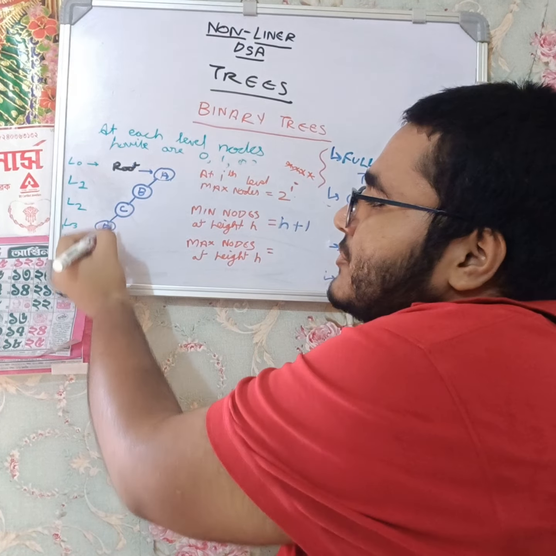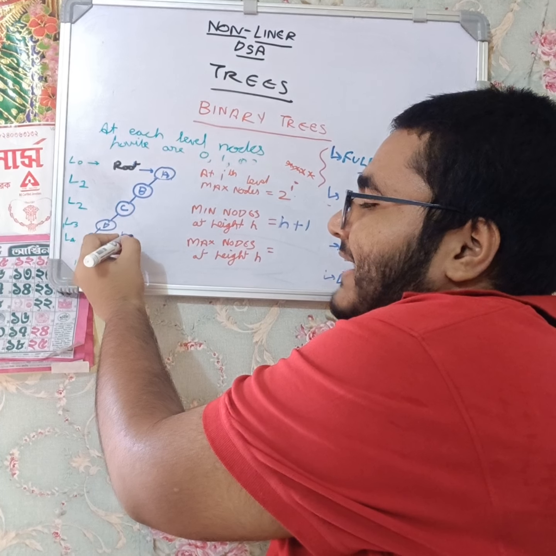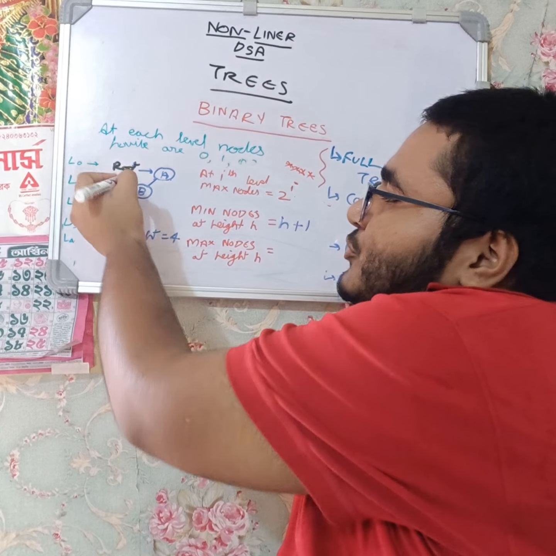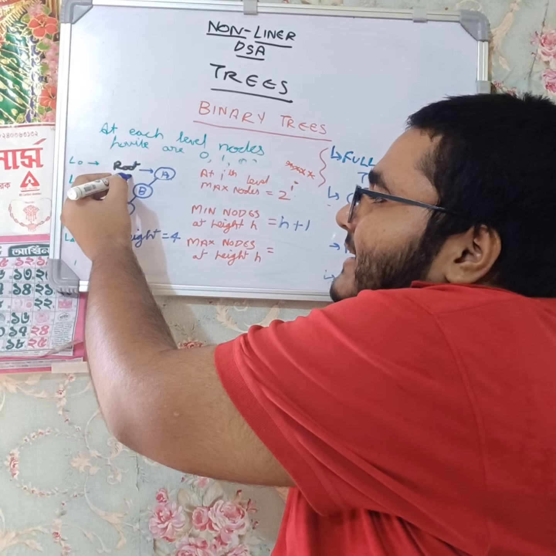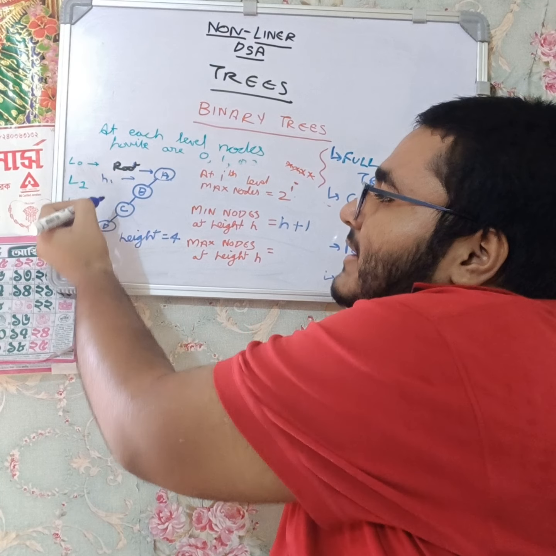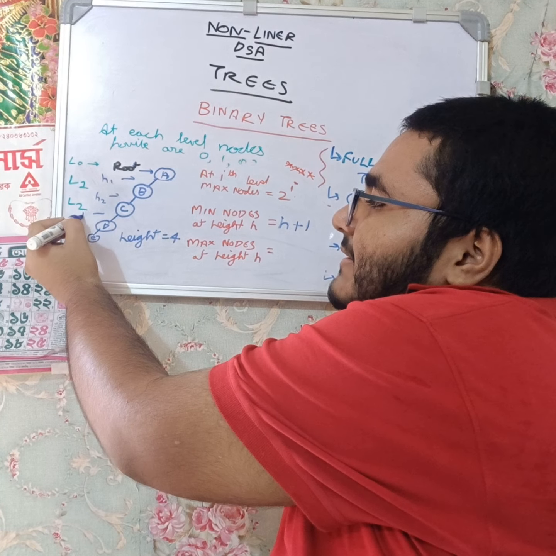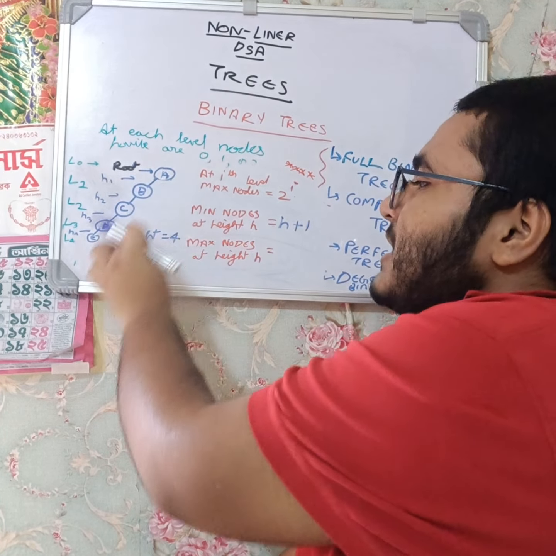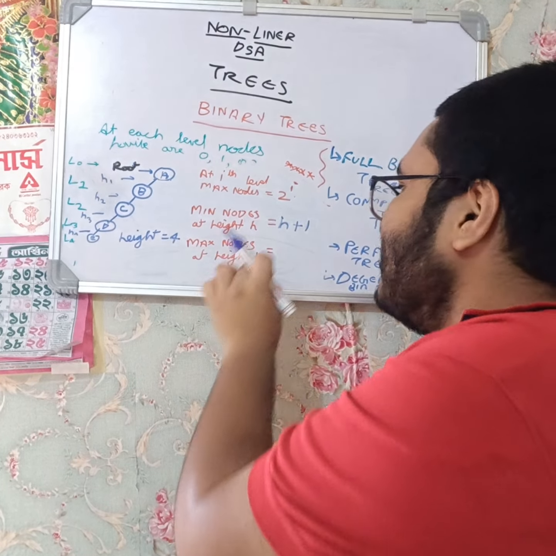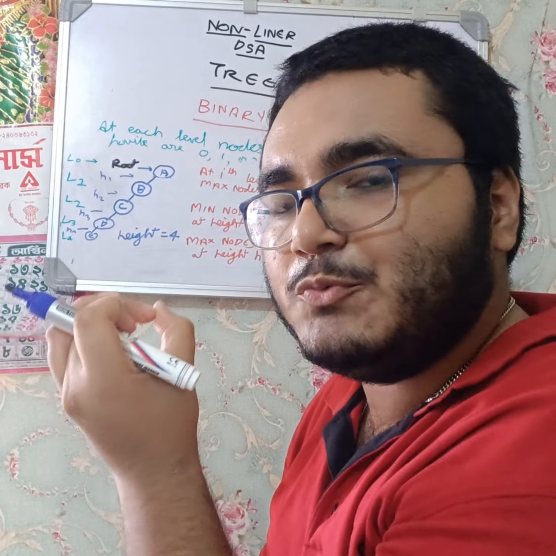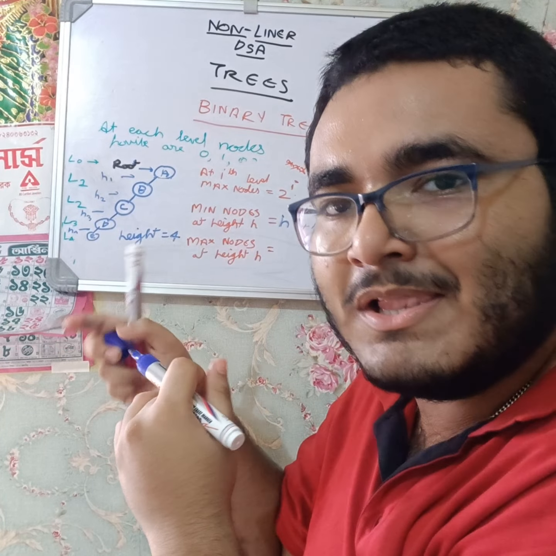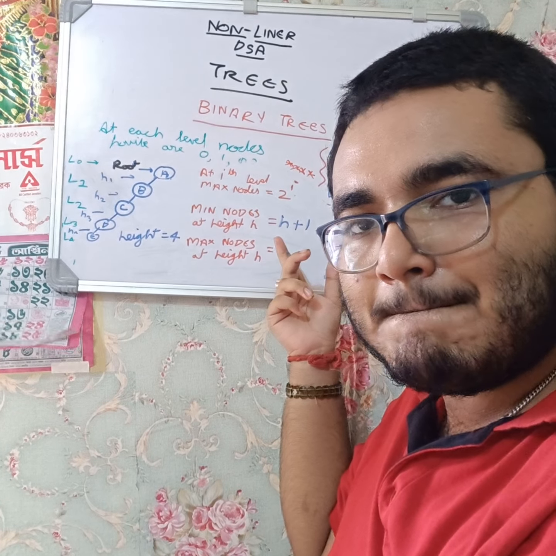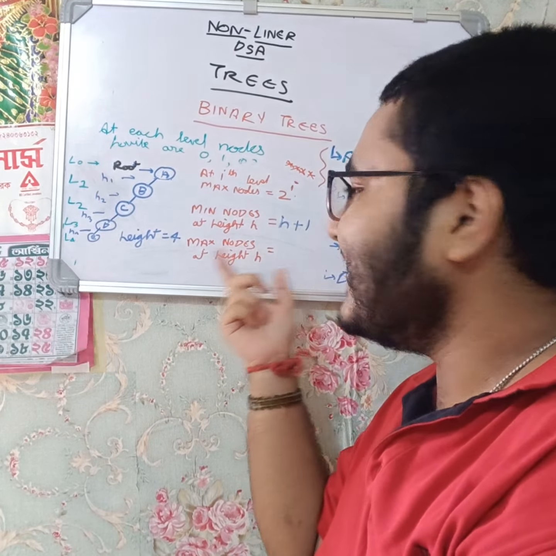I can also say the height is 4 in this tree, yes or no? From the root node, the edges are h1, then h2, h3 and h4. So the total height is 4 and the total number of nodes is 5. So the minimum number of nodes possible at height h is h plus 1. Fine.